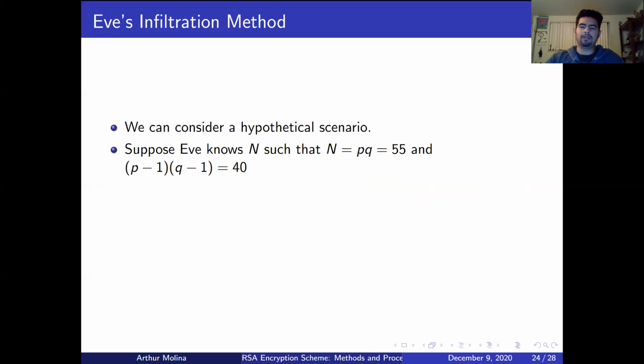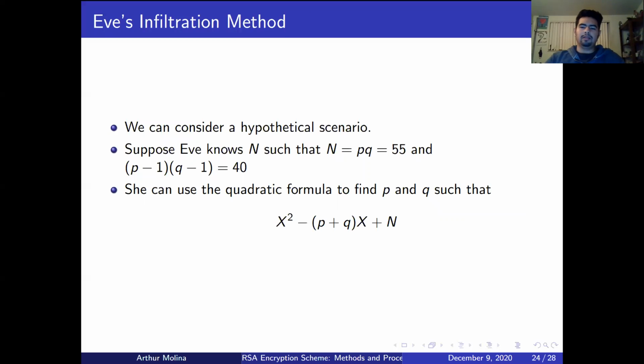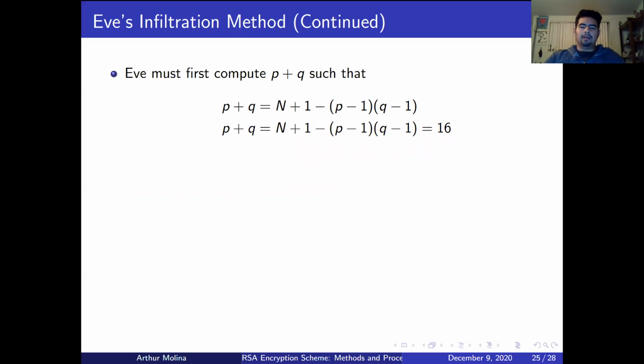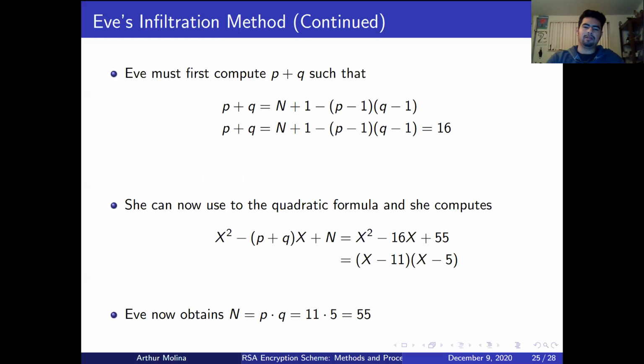So we can consider an infiltration method, in a hypothetical scenario. Let's consider that somehow Eve was able to obtain the product of P minus 1 and Q minus 1, which is equal to 40, and she obtains N because that is available publicly. She could use the quadratic formula to compute P and Q, by solving the quadratic equation x to the power of 2 minus P plus Q multiplied by x plus N. First, she has to compute P plus Q, such that P plus Q is equal to N plus 1 minus the product of P minus 1 and Q minus 1, which is equal to 16.